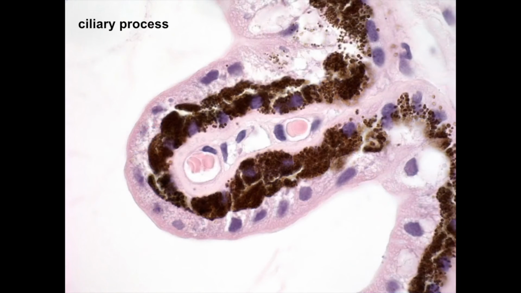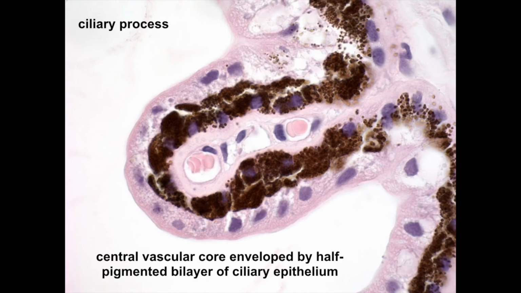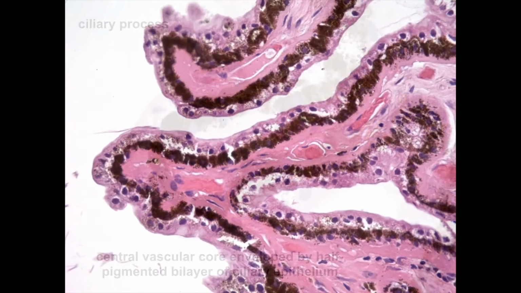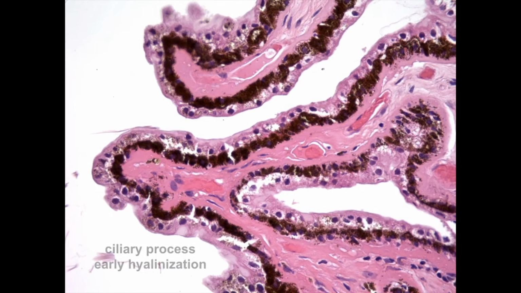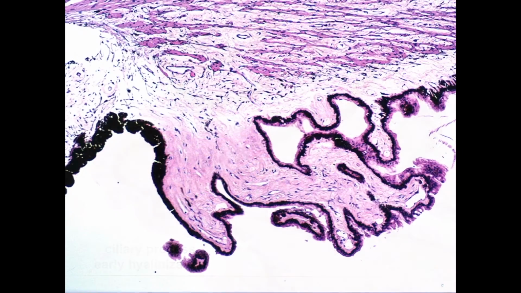In the ciliary processes, a central vascular core is enveloped by a half-pigmented bilayer of ciliary epithelium. There is very little fibrosis or hyalinization around the vessels in this young patient. More hyalinization surrounds the vessels in this older patient. In this elderly patient, the ciliary process shows a marked degree of hyalinization.